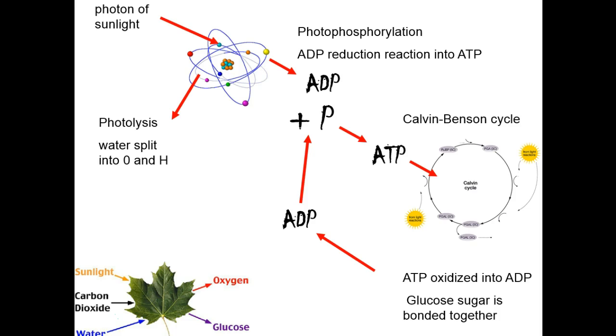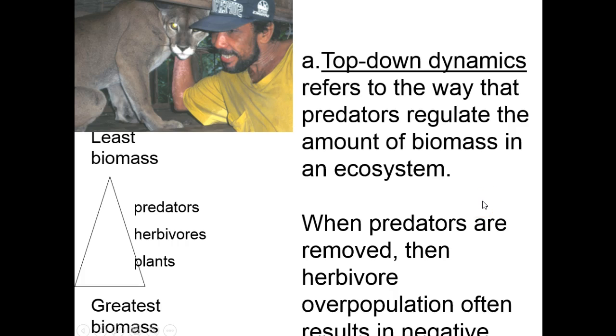Here's a nice summary. Photon coming down, hits the atom. ADP is charged so that a bond forms with phosphate. And now we have ATP. ATP is used to bond together sugar in the Calvin-Benson cycle. Does that, it becomes ADP.